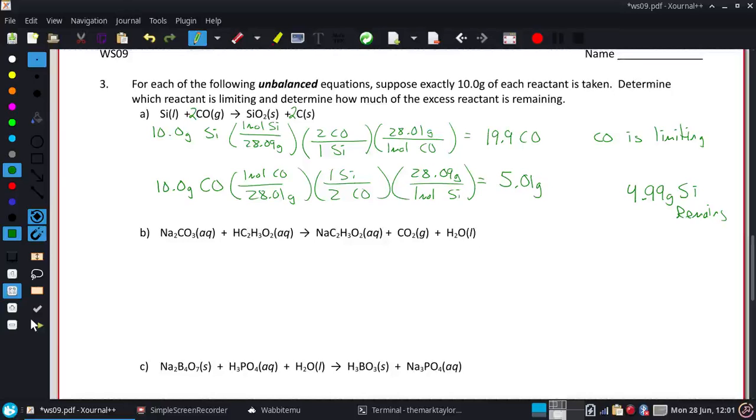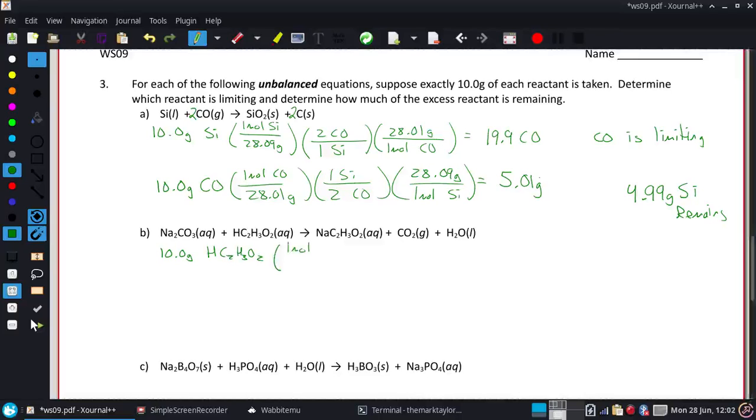All right. On this next one, I'm going to do things a little bit different to show you how this could have happened. I know if I start with the 10 grams of sodium carbonate, I'm going to get the same type of thing where I have to do the calculation twice. But I'm going to do it with 10 grams of the HC2H3O2, which happens to be vinegar.